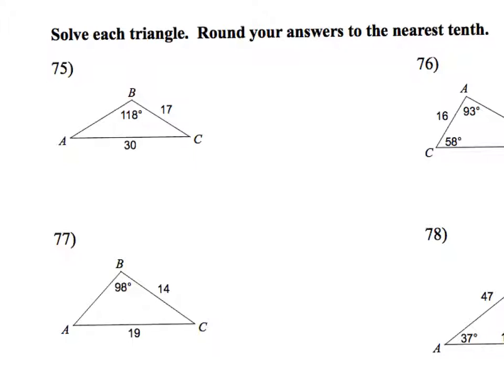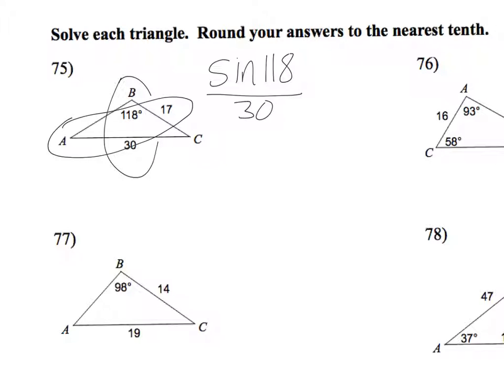Here we're looking at solving non-right triangles. My first go-to is going to be using law of sines because it's shorter, and if I don't have enough information for that, I'll go to law of cosines. Here, we're looking at some opposite sides and angles, so law of sines should work for us. So if we go sine of 118 divided by 30, and that should go with this pair, is equal to sine of A over 17.